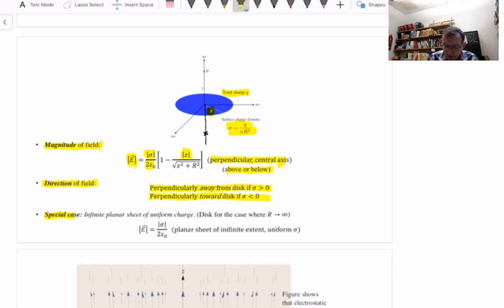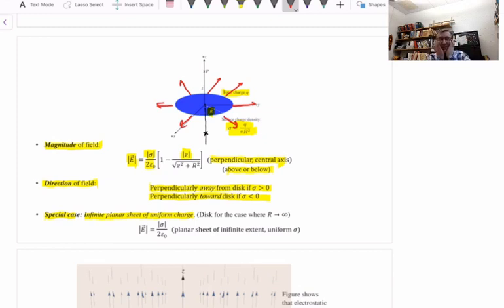Special case. What if we have an infinite planar sheet of uniform charge density sigma? What do I mean by that? Just imagine that disk I've drawn in the picture, the blue disk in the xy plane, and imagine its radius r grows to infinity in all directions. Does that make sense, what I'm saying? Let the radius of the disk go out in all directions. You will then fill the entire xy plane with this charge density sigma.